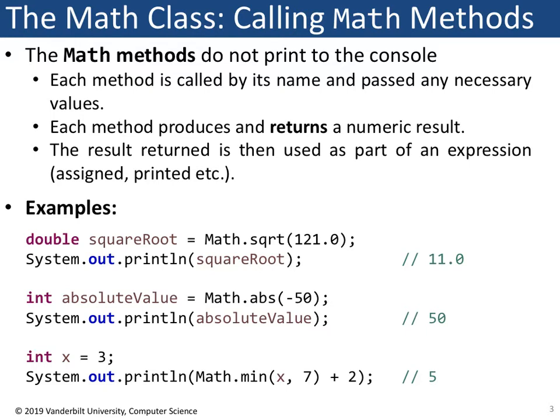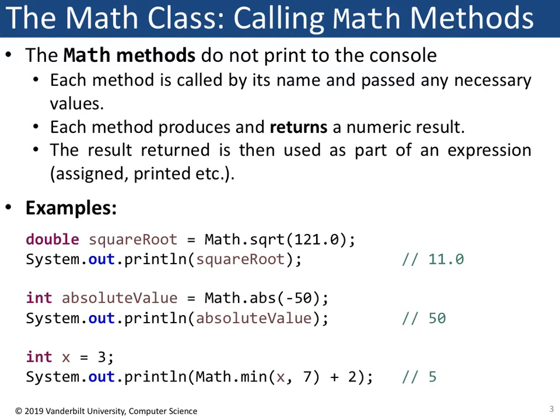So then, if we wish to display that to the console, we would have to issue a println statement and pass to the println statement the argument squareRoot here being the variable name. So squareRoot is the variable we declared, and we're passing that variable to the println statement, and the value which is stored in squareRoot is printed to the console, 11.0.